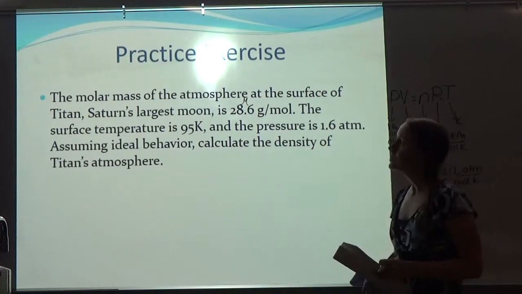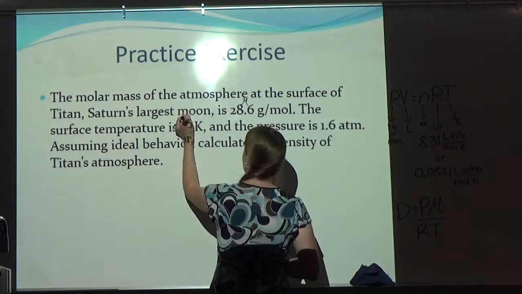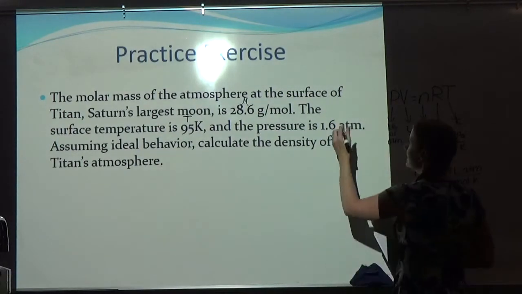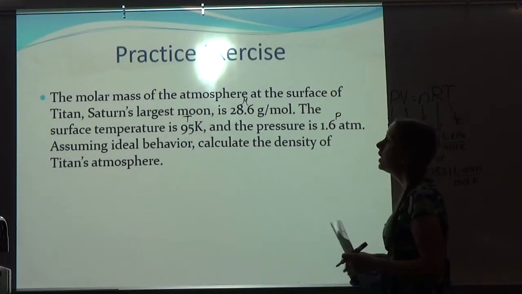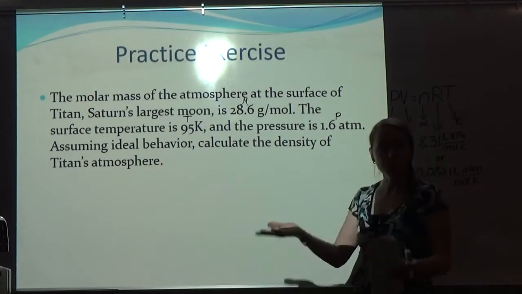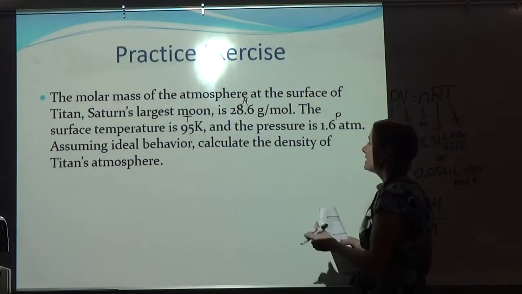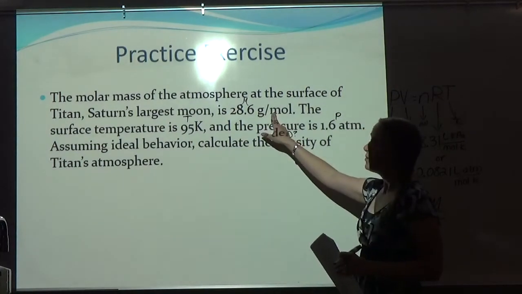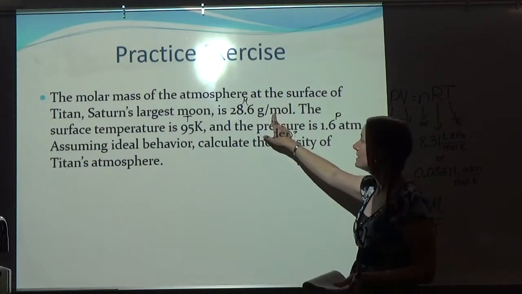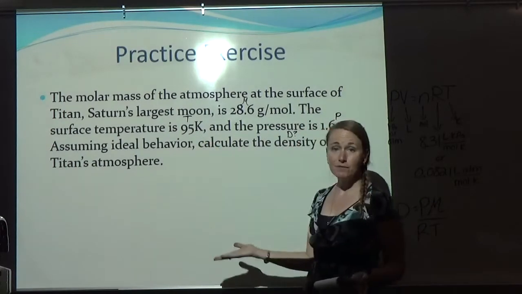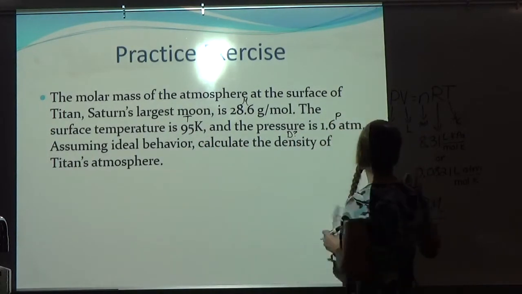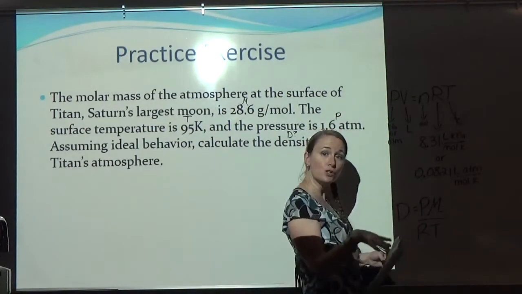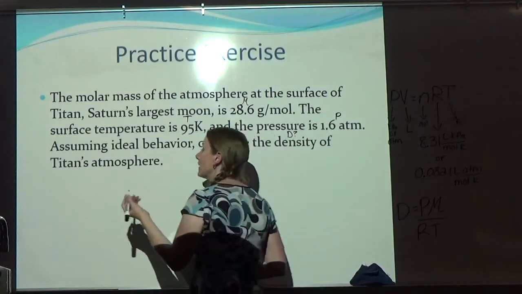The surface temperature is 95 Kelvin, so there's my temperature. And look at that, it's actually in Kelvin. And the pressure is 1.6 atm, so there's my pressure. Assuming ideal behavior, which means we can use the ideal gas law, calculate the density of Titan's atmosphere. So we're looking for density. All right, so grams per mole is perfect for molar mass, so that unit's fine. Kelvin's fine for temperature, and atm is fine for pressure. I just know I need to use this R value this time, since we have two options for our R value. So let's go ahead and plug in.